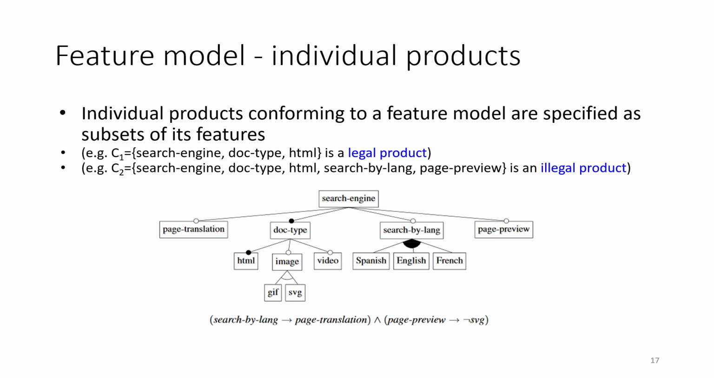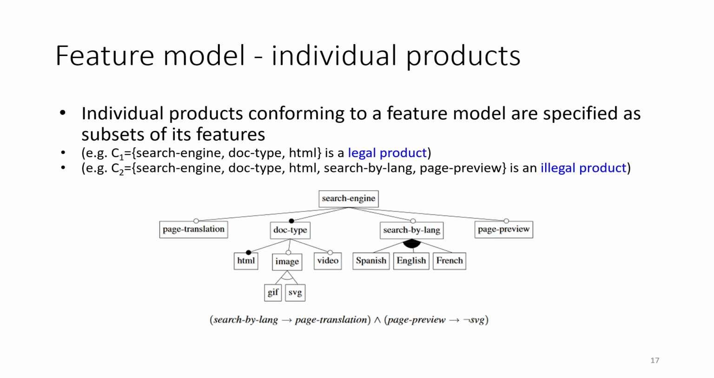So if we're now looking at automated analysis, could I make other mistakes here? What happens if I add a cross-tree constraint that says if I have HTML, I can't have search engine? Then how many products can you configure of this product line? You can't configure any, because here it says if you have search engine, you need HTML, and then the cross-tree constraint says, if you have HTML, you can't have search engine. This would be really bad, right? You would have an empty feature model, which doesn't make any sense.